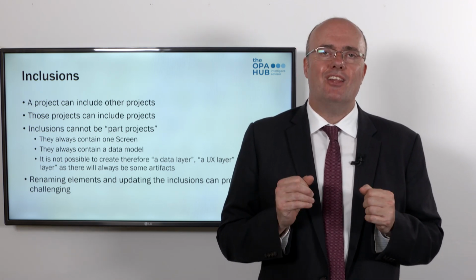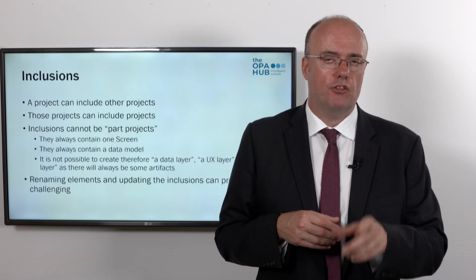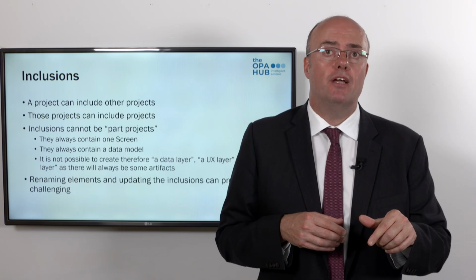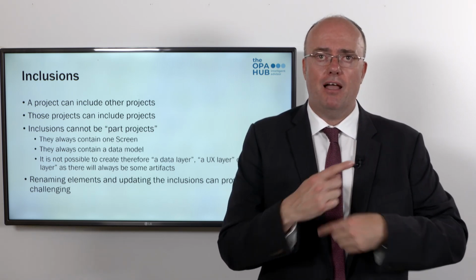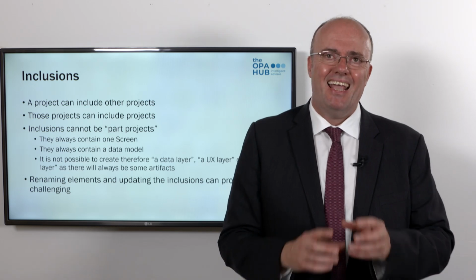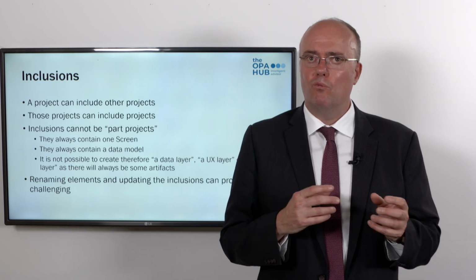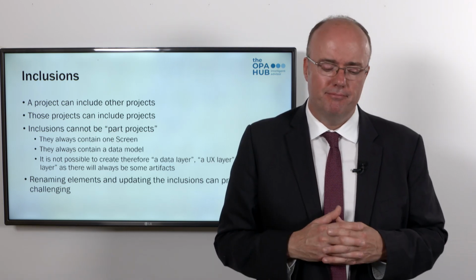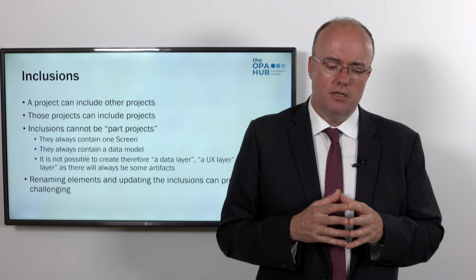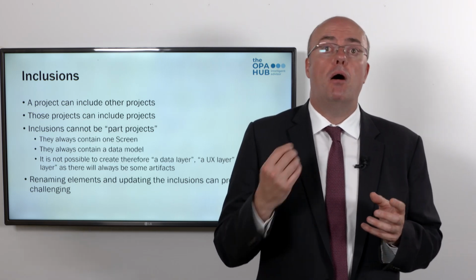You might accidentally have project 1 that includes project 2 that includes project 3 that includes project 2 again. So it is possible to end up having multiple inclusions of the same thing. It's very challenging sometimes to work out where something came from. Notice the third point. An inclusion is just a project. You can't include part of a project.